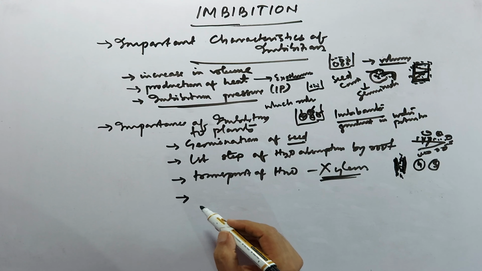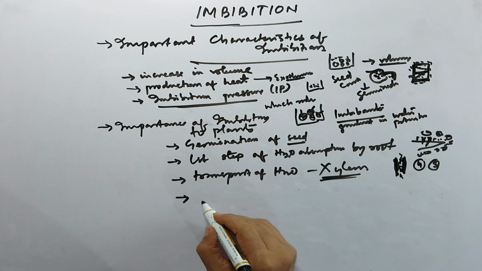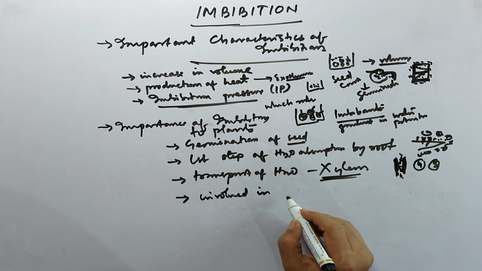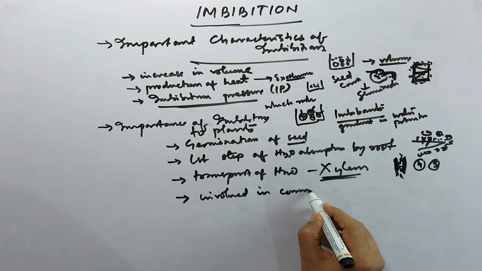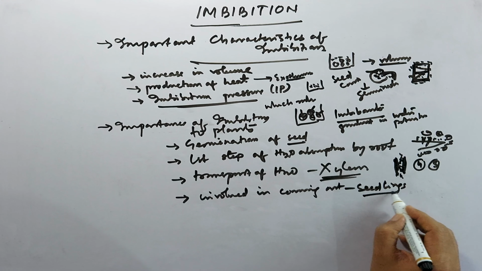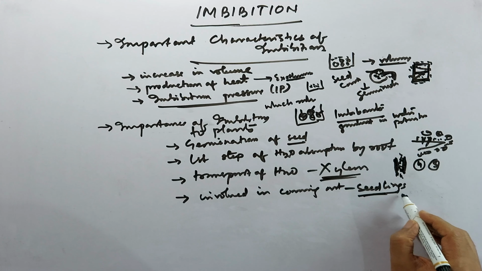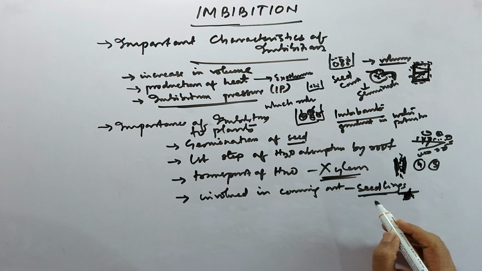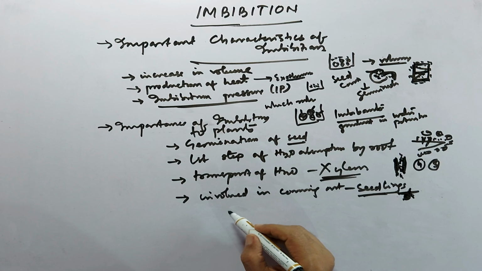Next, imbibition is involved in the coming out of seedlings. After germination, the seeds are inside the soil. By imbibition, the plumule and radicle give thrust and come out of the soil. In this way, these are the important functions of imbibition in plants.